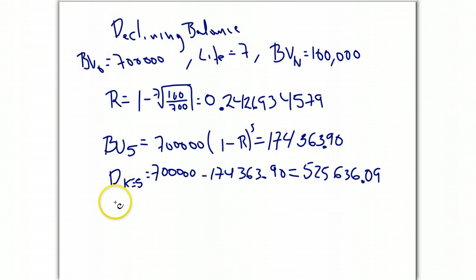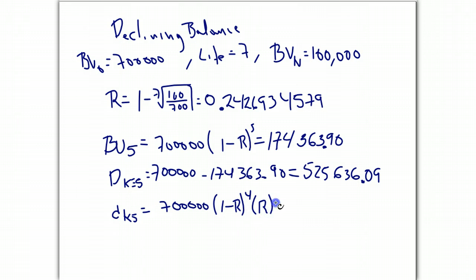And for the depreciation only for that particular year, we need to compute the previous year's book value, which would be 700,000 times 1 minus r to the 4, times the depreciation rate for this year. And this computation is $55,878.27.